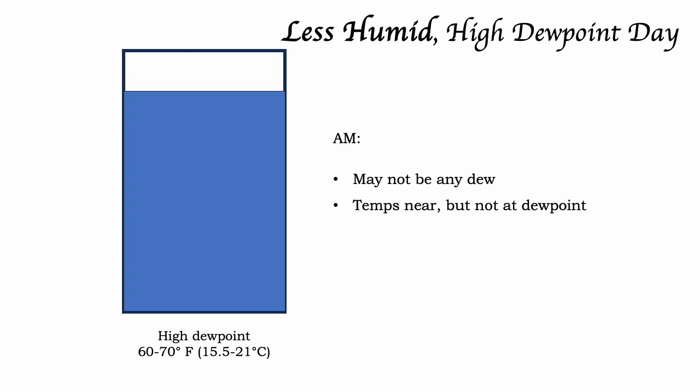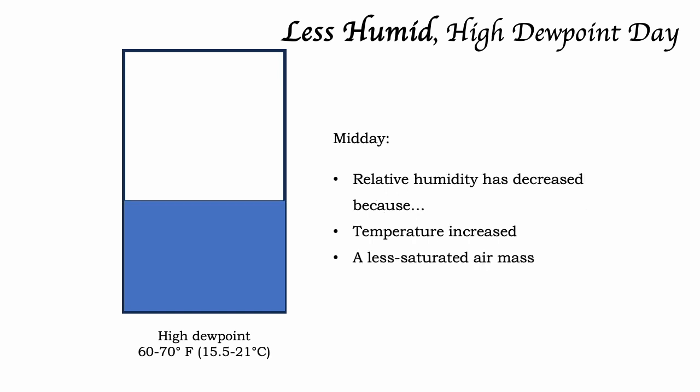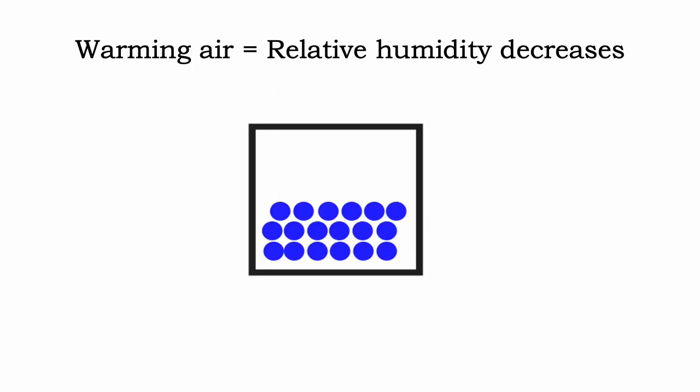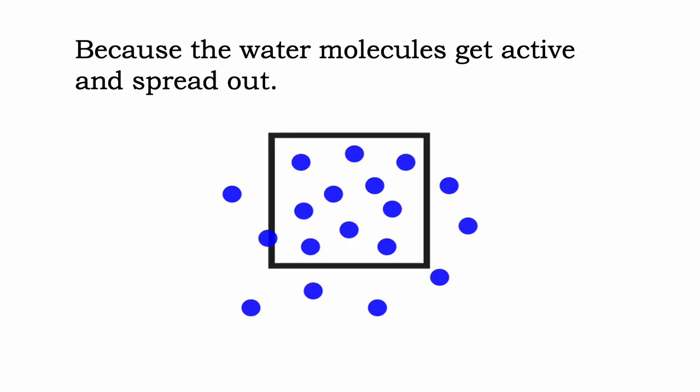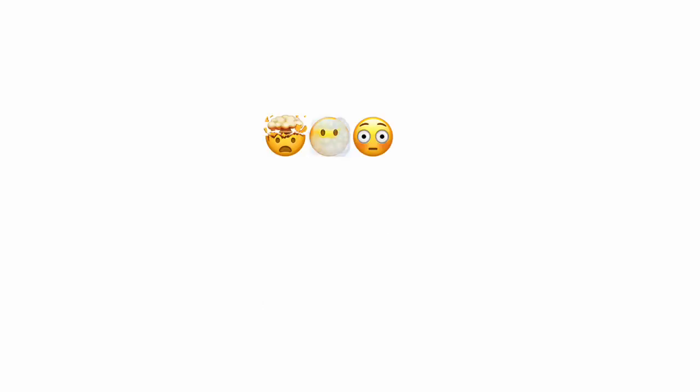Now, on a less humid high dew point day, in the morning there may not be any dew and the temperatures are near but not at the dew point. By midday, the relative humidity has decreased quite a bit because the temperature increased and because this air mass is less saturated with water. It had the potential to hold more water, it never lived up to it. So with warming air, relative humidity decreases because water molecules get active and they spread out with the heat. Don't overthink it. That was background information.